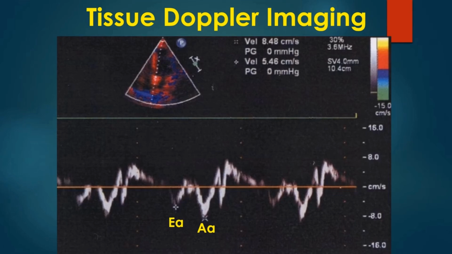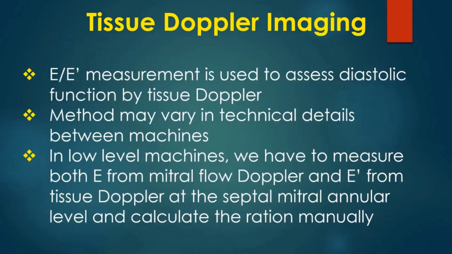EA is also called E prime to differentiate from mitral inflow velocity. The A in EA stands for annulus. EM is used to indicate myocardial. E by E prime measurement is used to assess diastolic function by tissue Doppler. Method may vary in technical details between machines.